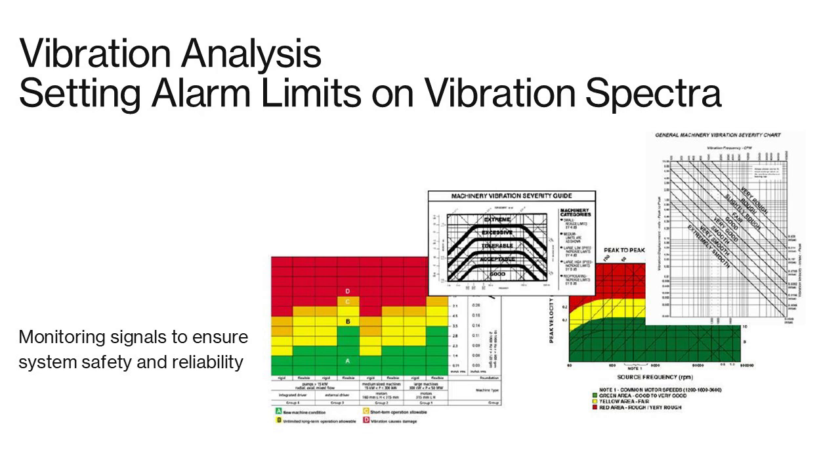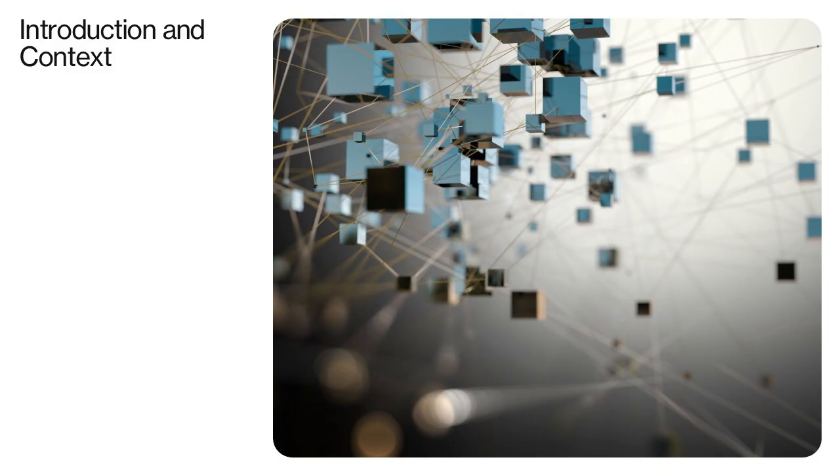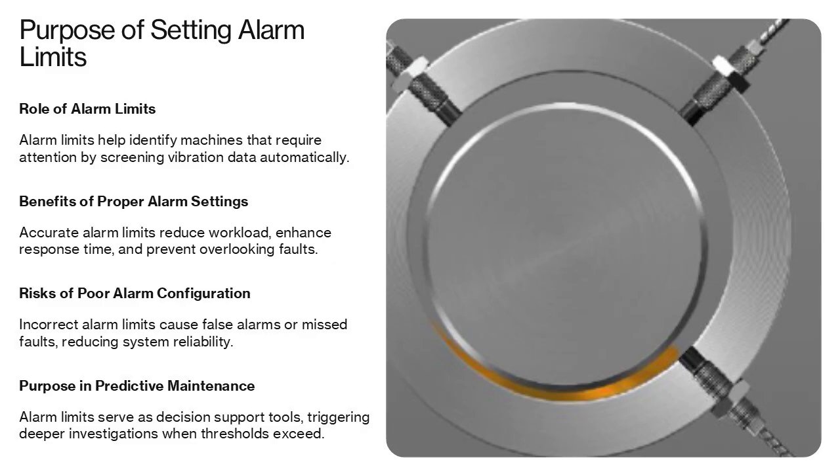Setting alarm limits on vibration spectra, monitoring signals to ensure system safety and reliability. Purpose of setting alarm limits. Setting alarm limits is a foundational activity in any professional vibration-based condition monitoring or predictive maintenance program.